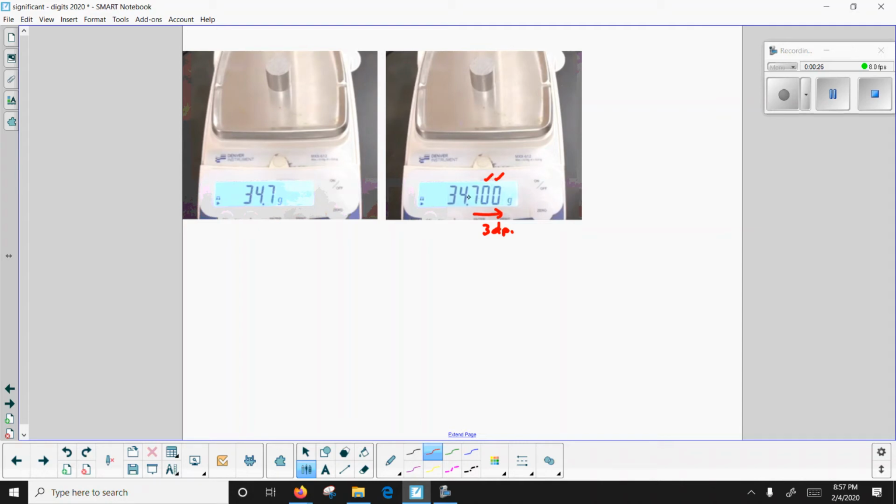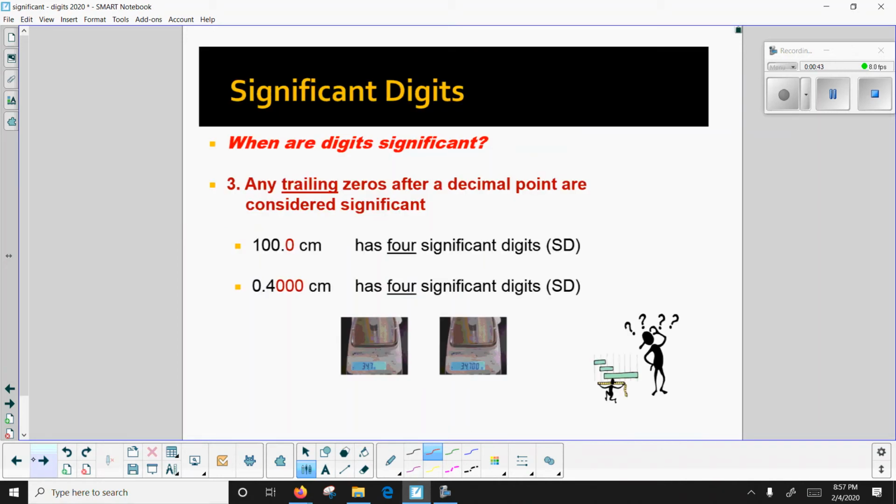So these zeros must mean something. They're telling you that you can read extra decimal places. So these are called trailing zeros. They're found after the decimal place, right at the end. And they're always a good part of the measurement because they're indicating you can read extra decimal places. So all trailing zeros after a decimal place are considered significant. So for example, 100.0, I can read to the 10th of a centimeter.